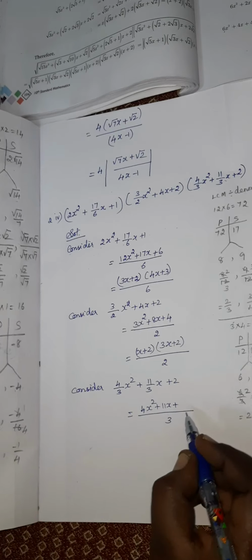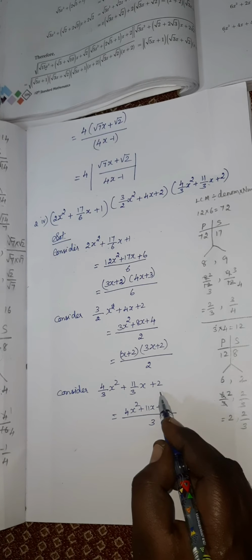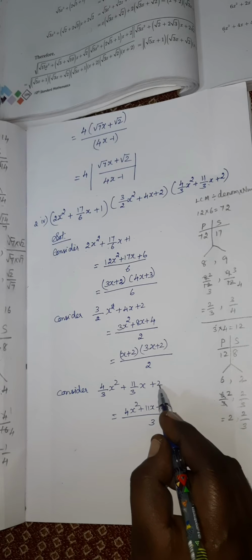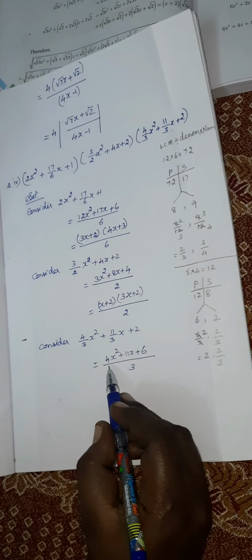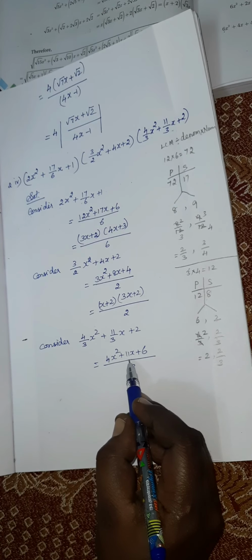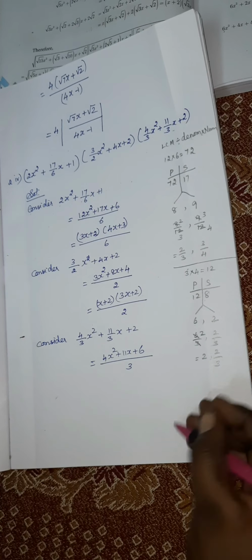What about the constant term? The denominator is 1. So 3 divided by 1, it is 3. 3 into 2, 6. Now we have the quadratic equation 4x square plus 11x plus 6. We need to factorize here.